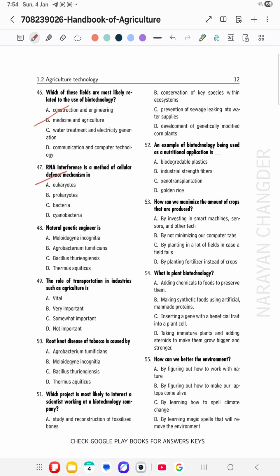Natural genetic engineering is Agrobacterium tumefaciens. The role of transportation in industry such as agriculture is very important, obviously. Root knot disease of tobacco is caused by... I'll see the answer in Google. Root knot disease of tobacco is caused by... The answer is Meloidogyne incognita. We read it's a nematode. Meloidogyne incognita. Which project is most likely to interest a scientist working at a biotechnology company?